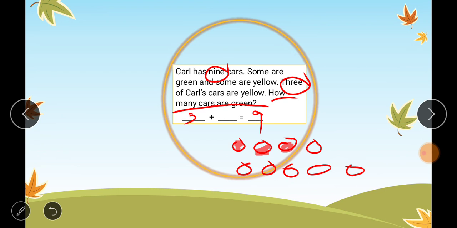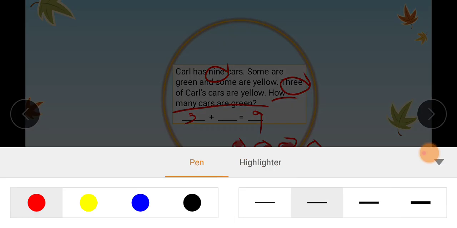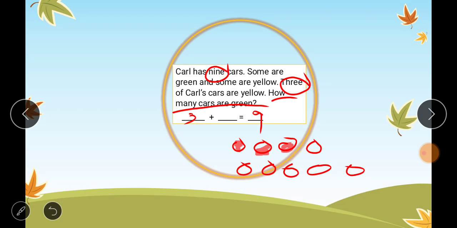How many balls are left uncolored? Let's count. 1, 2, 3, 4, 5, 6. 6 balls are empty. So our missing addend is 6. So how many cars are green? 6 cars are green. Now if you want to use your fingers, you count up from 3 to 9.